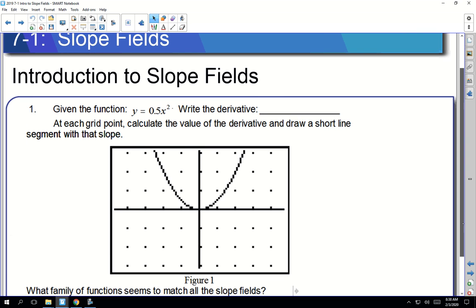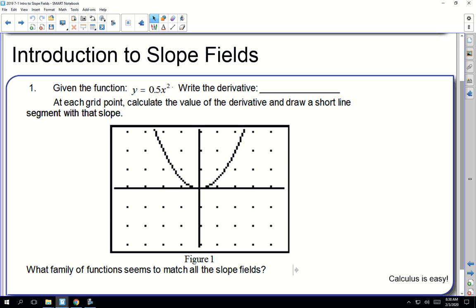So get your first example in there. Given the function y equals 0.5x squared, write the derivative. So let's write the derivative here. We've got dy dx equals, what's the derivative of that function? Dy dx equals what?